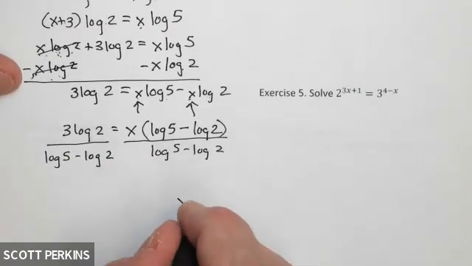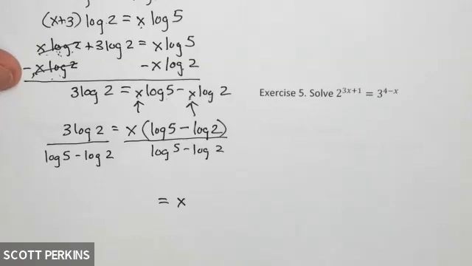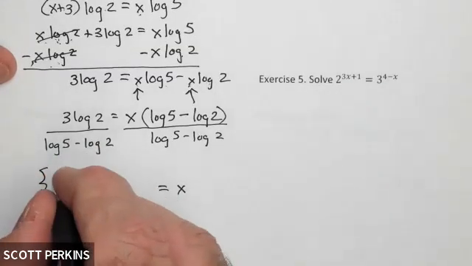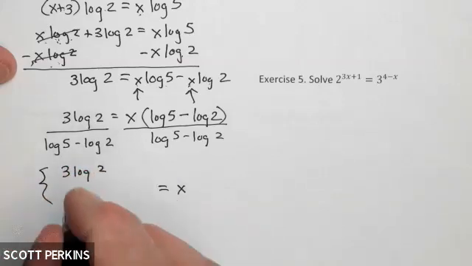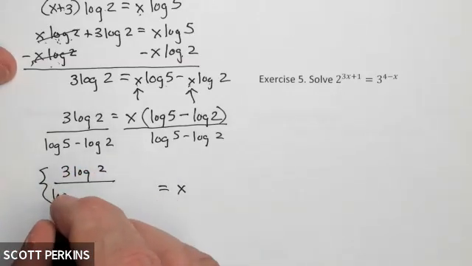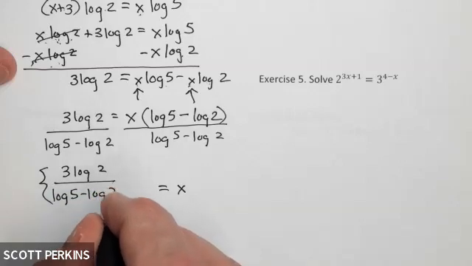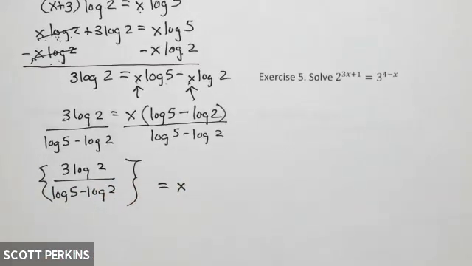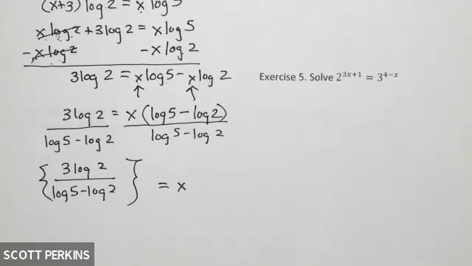And here is the answer. Here's my solution set. I'm going to be lazy, and I'm just going to write this in some set brackets right here. I've got 3 log of 2 in the top, and then I've got log of 5 minus log of 2 in the bottom. Again, that's the exact answer. Your calculator can give you an approximation, but I'm done with the problem. I've invested enough effort into it.